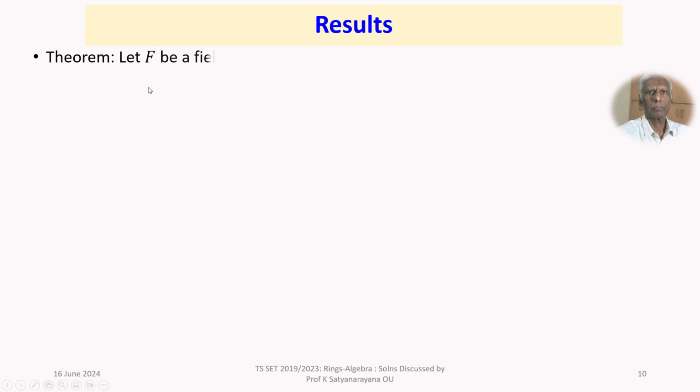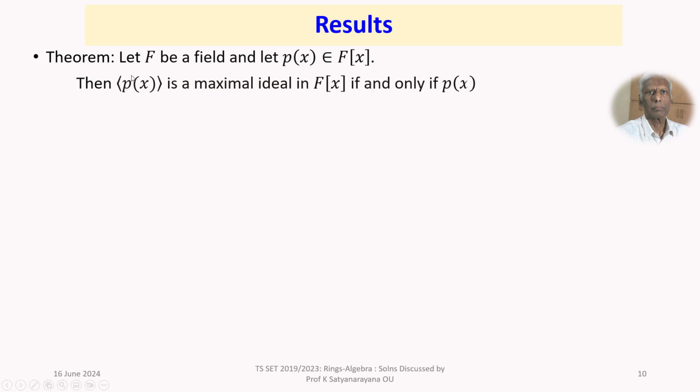So the results. We have a famous theorem. Let F be a field and p(x) be a polynomial from the polynomial ring F[x]. Then the ideal generated by p(x) is a maximal ideal in F[x] if and only if p(x) is irreducible over F. So the ideal generated by the polynomial p(x) is a maximal ideal if and only if p(x) is irreducible over F.